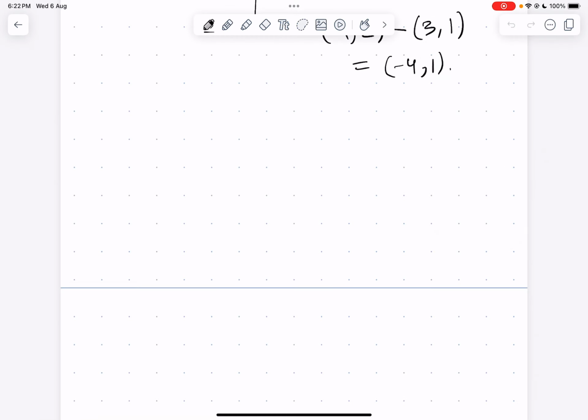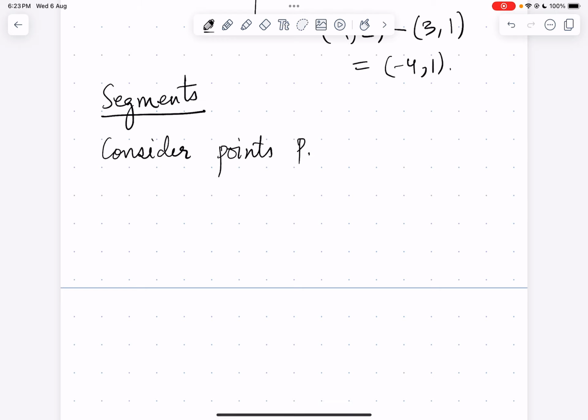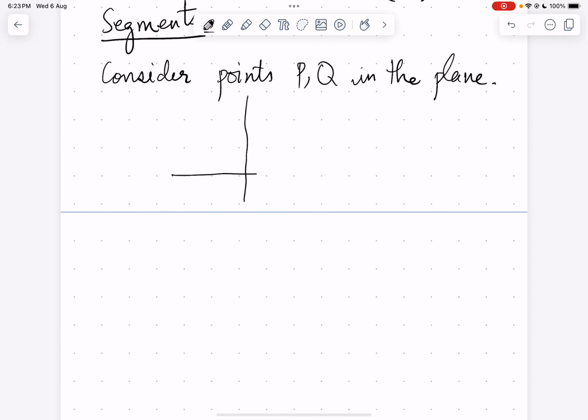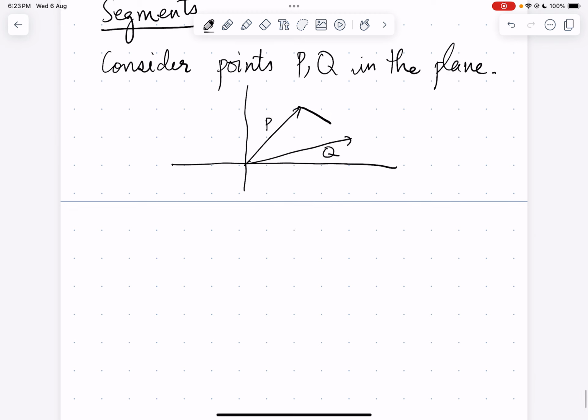Okay, let's continue. So we'll look at segments. Consider points P and Q in the plane. So we have a point P and a point Q in the plane. Now we can ask, what is the segment joining the 2 points P and Q? What is this segment?